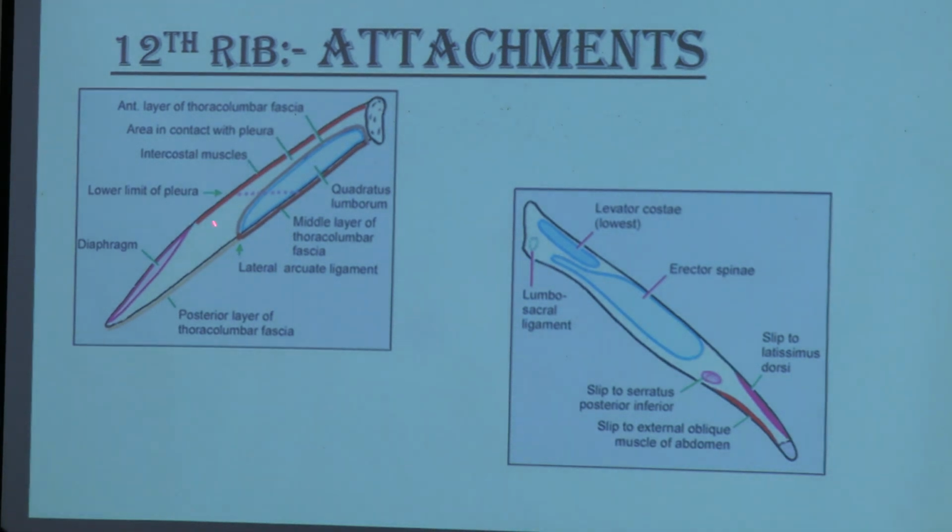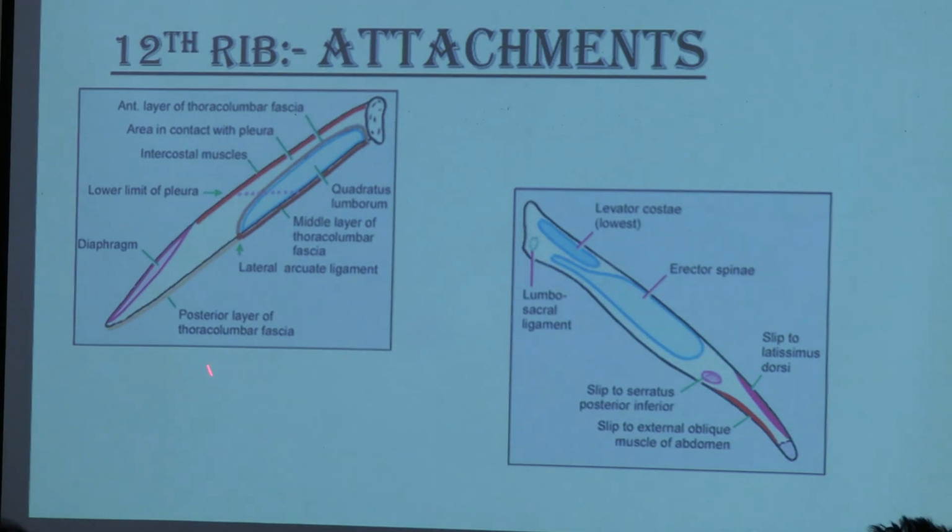Okay, anteriorly medial side near the lower part we are having this muscle quadratus lumborum. Above it anterior layer of thoracolumbar fascia, below middle layer, and here will be the posterior layer. Okay, upper border medially will be internal intercostal muscle, and laterally diaphragm. Okay, and this area of the rib is attached with the pleura. Which pleura? Parietal pleura.